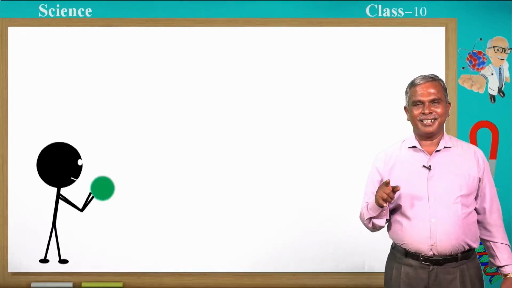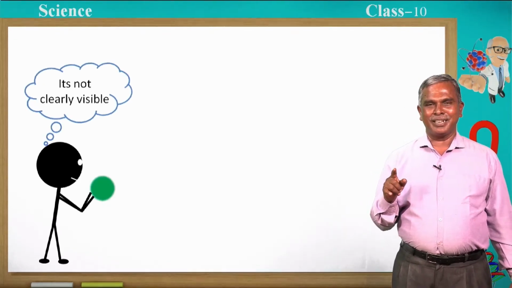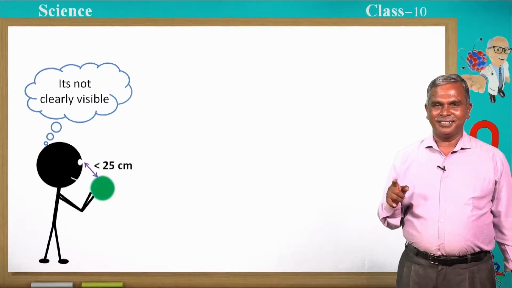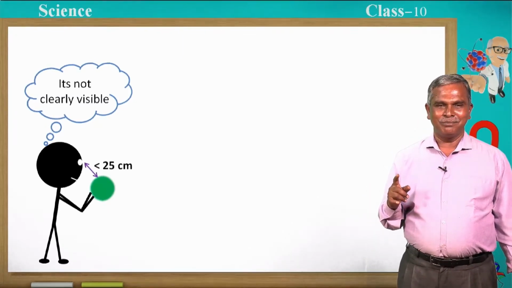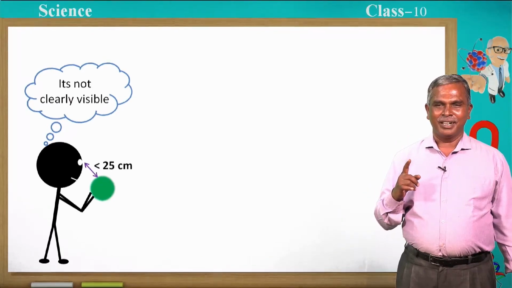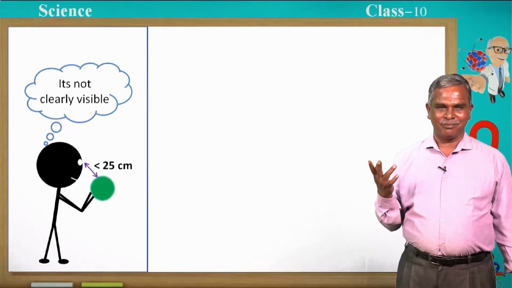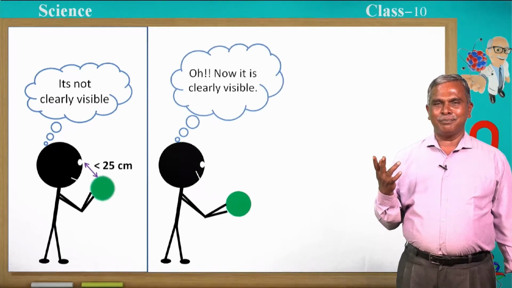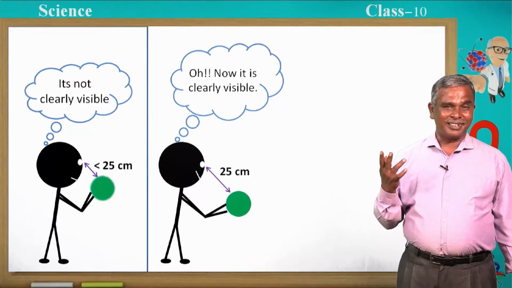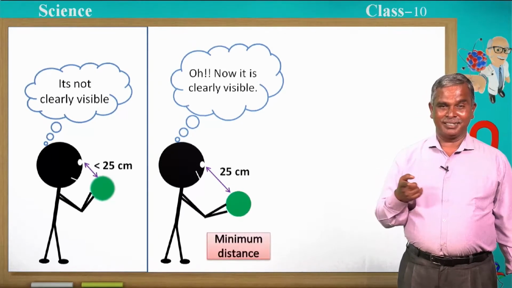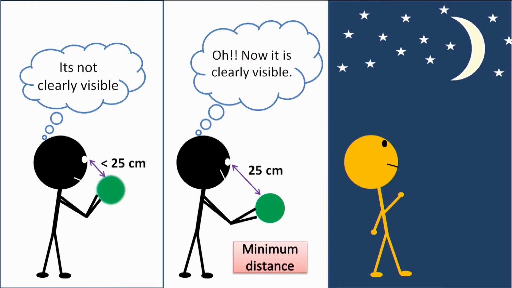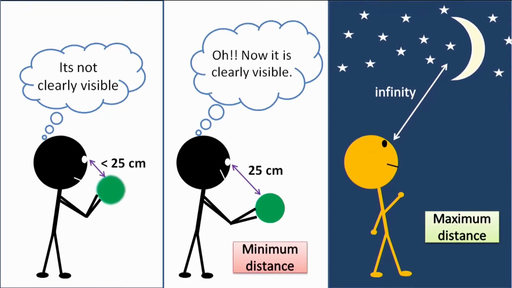See, there is a picture which will help you enjoy this. The first person is keeping a ball at less than 25 centimeters and he is saying, oh, it is not clearly visible. The same person keeps the ball exactly at 25 centimeters, now it is clearly visible. That is called the near point. The same person is watching the sky along with the moon, you can see clearly at infinite distance, and that is called the maximum distance.